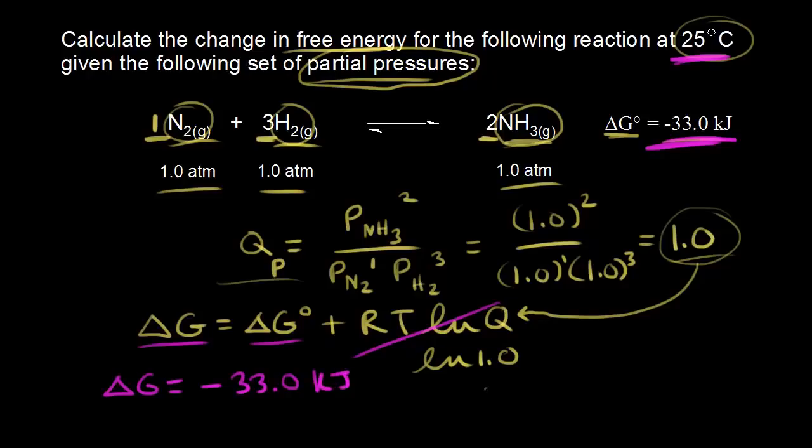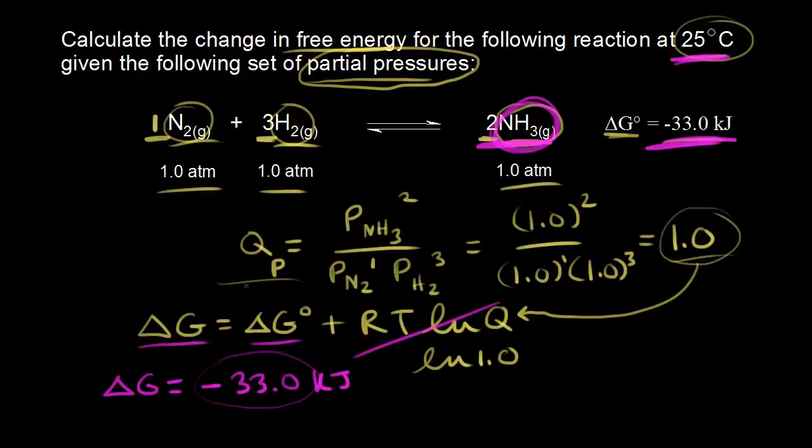All right, let's talk about a few things here. First, we got a negative value for delta G. We got negative 33.0. So our reaction is spontaneous in the forward direction. So we're going to make more of our products. We're going to make more ammonia here since delta G is negative. It's our driving force to make more of our products.